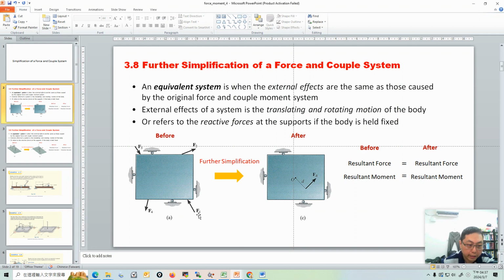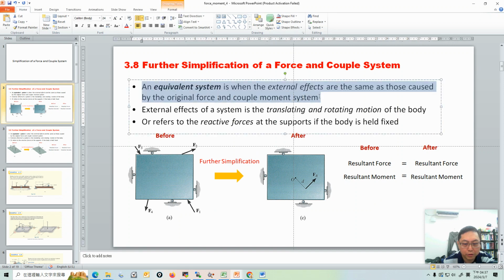This technique we will use a lot during the whole semester. You can look at the other text, but I think the most important thing is the first point. The other two are for your reference. The most important is the first sentence: before and after, the resultant force and resultant moment must be the same.